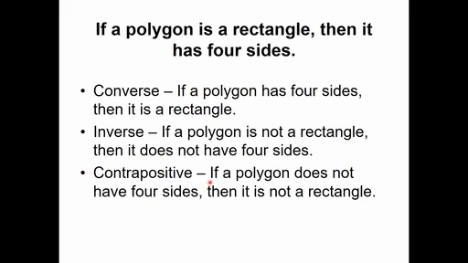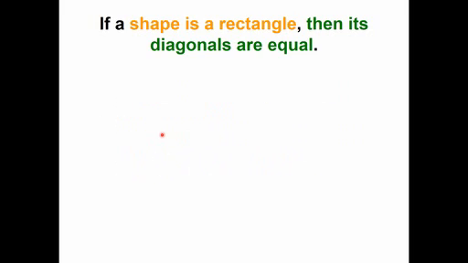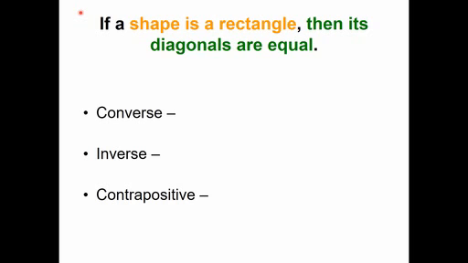How about this? If a polygon does not have 4 sides, then it is not a rectangle. Is that true? Well, sure, it's got to have 4 sides to be a rectangle. So it looks like the contrapositive and the original statement are both true. They mean the same thing. And the converse and the inverse seem to suggest the same thing. So when you see a conditional statement, you've got to be a little bit careful about what's true and what's not. So we'll try another one here.